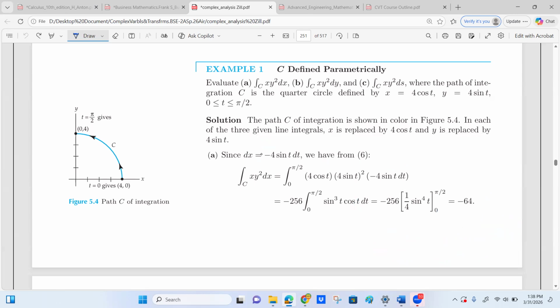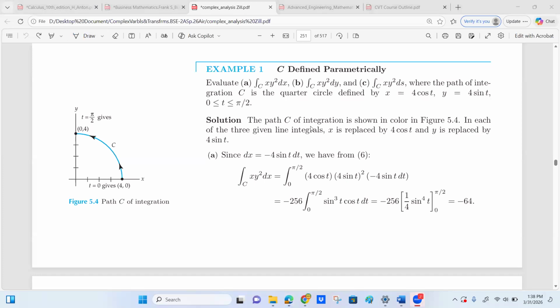Now I solve example number 2. Yes, first of all, I will mark the attendance of the students.